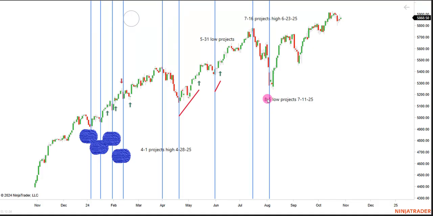So there are three key future dates with pivot polarity. What should you expect? So we'll be looking for a high 4/28, a high 6/23, and a low on 7/11.